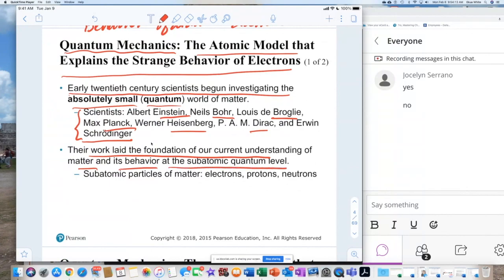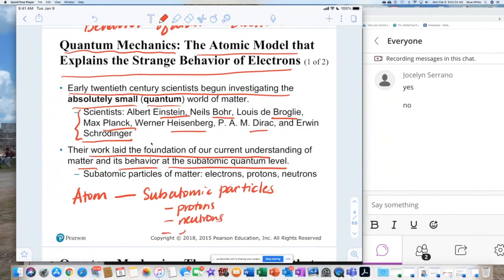Okay, so remember, you have the atom, that's the atomic level, and then within the atom, you have subatomic particles, the particles that are found inside the atom. And these are protons in the nucleus, neutrons also in the nucleus, and then we have electrons outside the nucleus. So you have these subatomic particles, particles inside the atom. Okay. Scientists were focusing their attention on these subatomic particles. They were excited to have discovered them. They wanted to know their behavior.